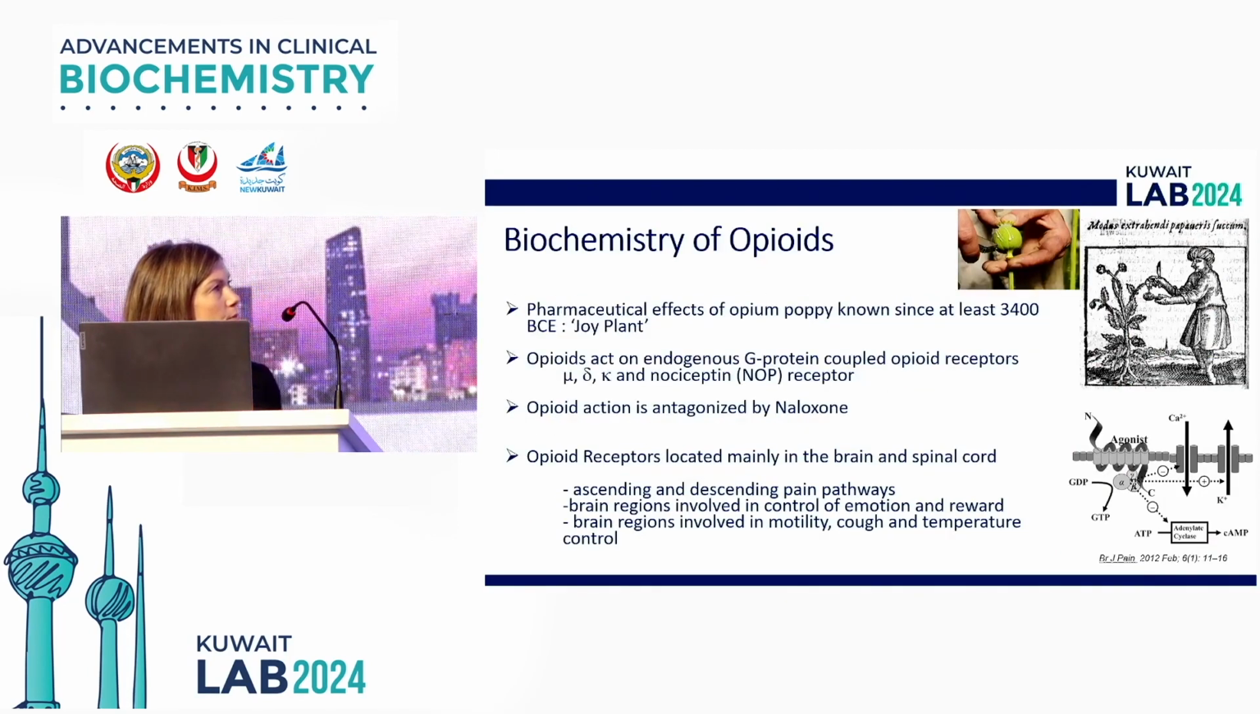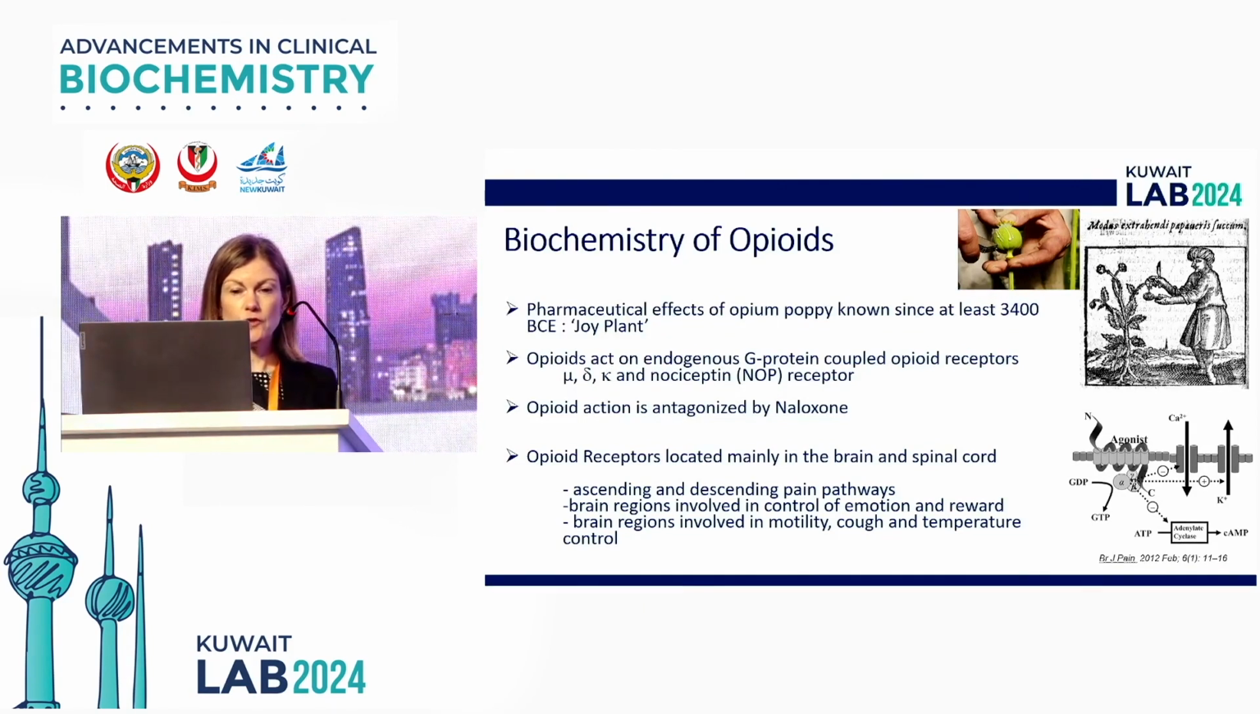So what about the biochemistry of opioids? The pharmaceutical effects of the opium poppy have been known since at least 3,400 before Common Era, when it was known by the Sumerians as the joy plant. Opioids all act on endogenous G protein-coupled opioid receptors, of which the most important is the mu receptor, also the delta receptor, the kappa receptor, and the peptide nociceptin receptor.